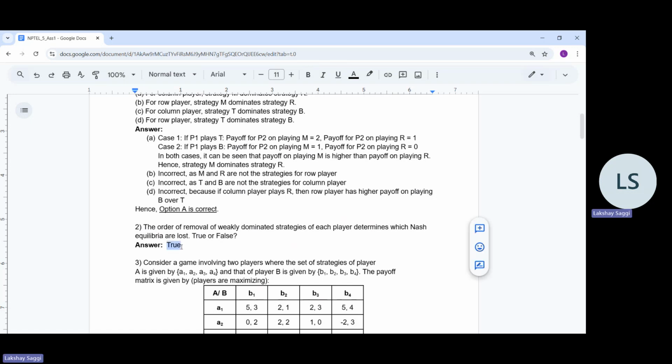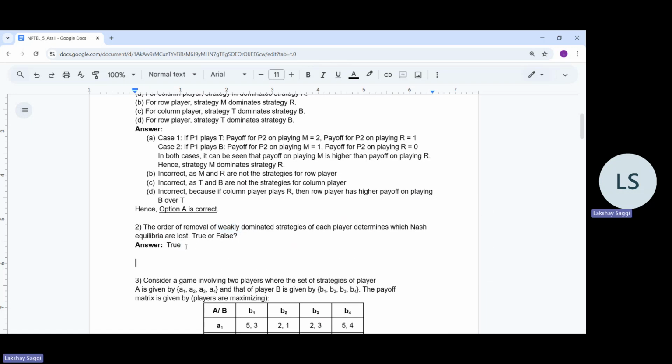Yes, the order of removal of weakly dominated strategies determines which Nash equilibria are lost. Note that this is because we are removing weakly dominated strategies. But if the problem instead asked about the order of removal of strongly dominated strategies, then this statement would be false, because you can always remove strongly dominated strategies in any order. And why is that? It is because if we remove strongly dominated strategies, no Nash equilibria are lost. But on removing weakly dominated strategies, Nash equilibria can be lost. So I hope you get the difference.